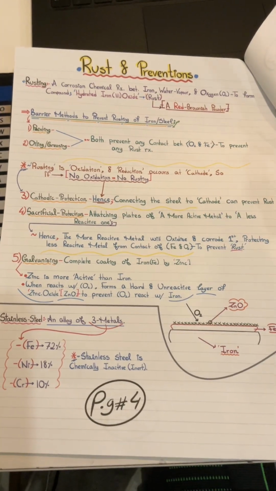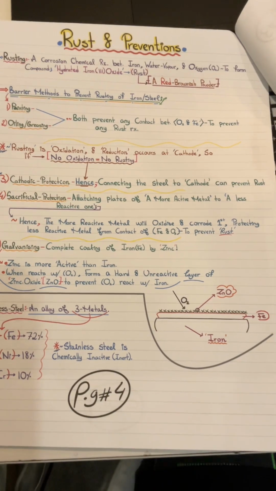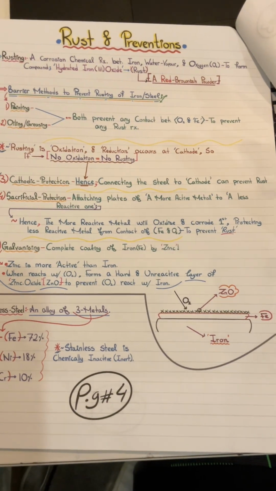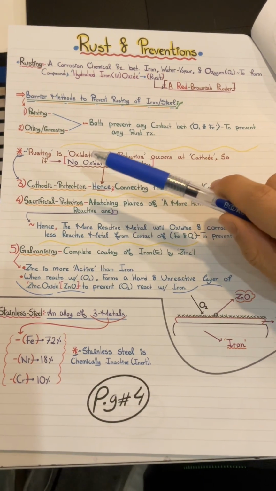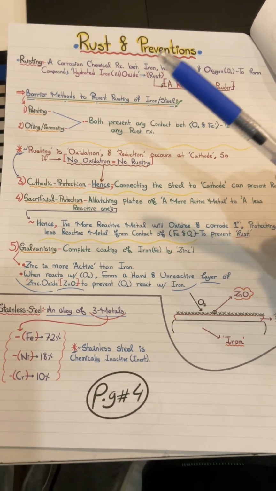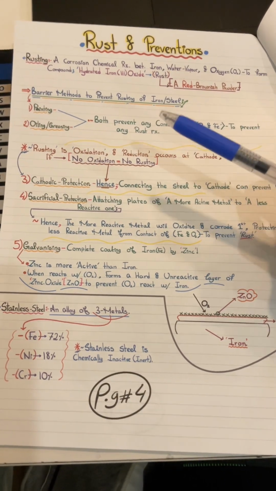In the previous sheet, we learned why rust is formed and how it is formed compared to aluminum. Now we will learn some barrier methods to prevent rusting. The first two are very simple: painting, and oiling and greasing. Both of these will prevent any contact between oxygen and iron to prevent any rust reaction.